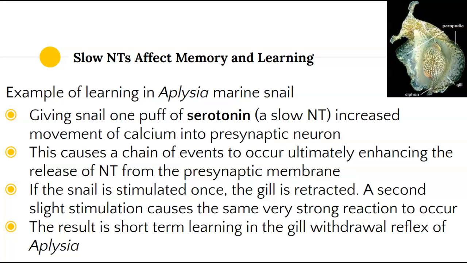We just saw a reflex happen, right? The gill withdrawal reflex. The snail had learned that serotonin equals gill retraction. Okay? So it's a short-term solution, but it is something.